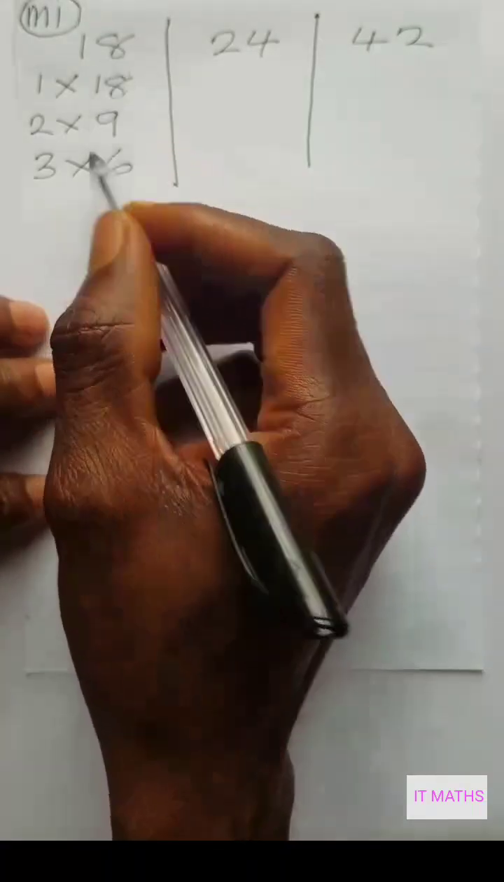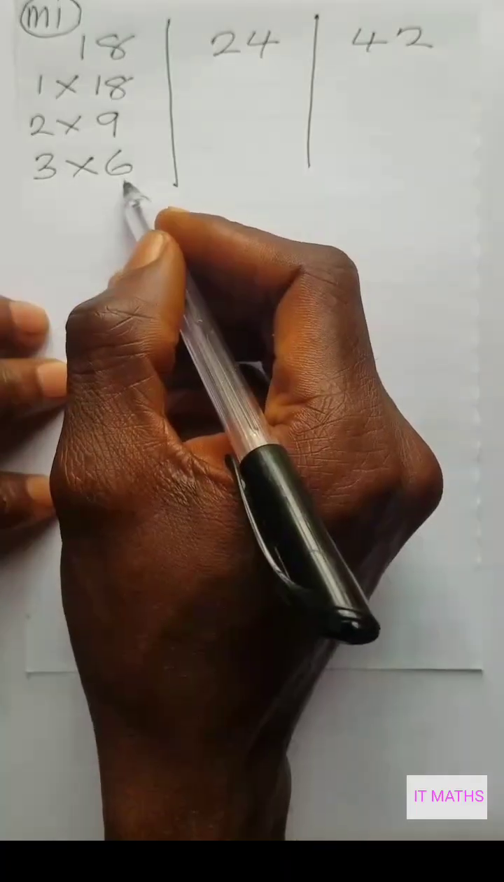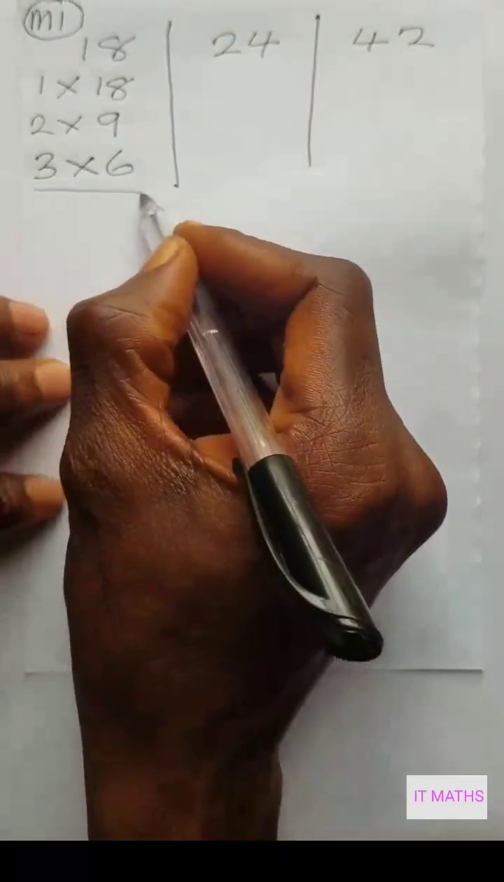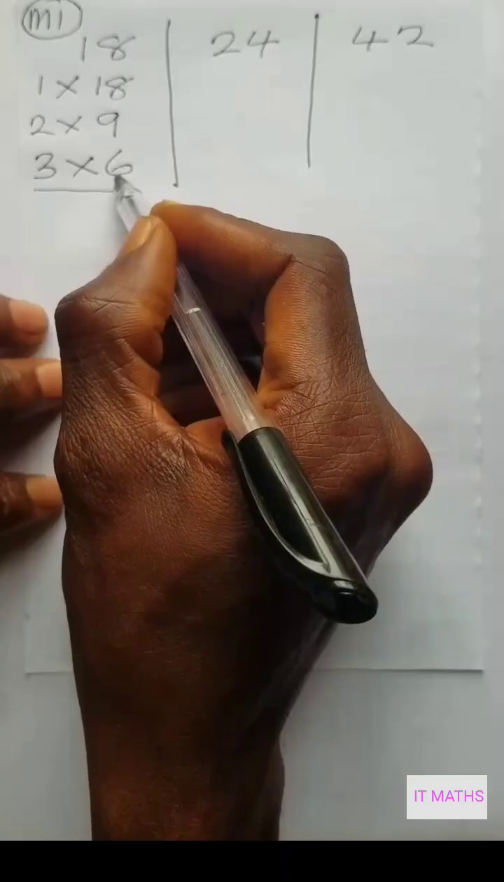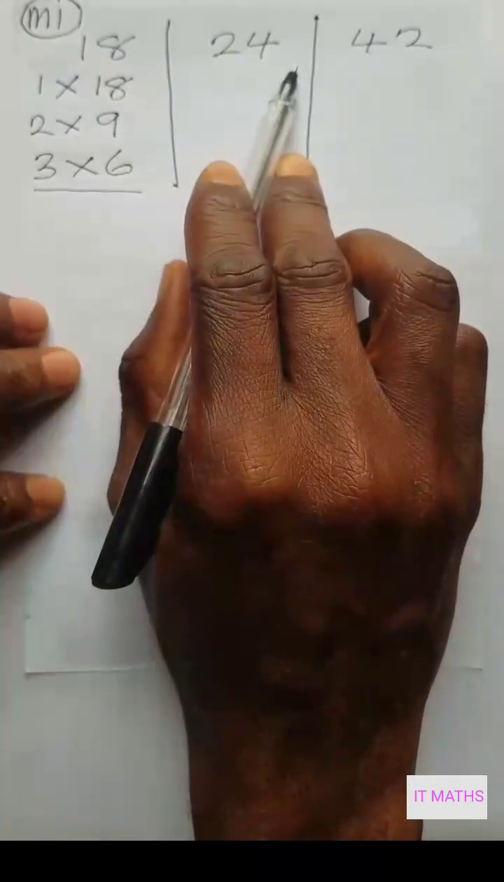5 times nothing gives 18. 6 times 3 gives 18. But we already have 3 times 6 here. So we've gotten to the end. Hit 6. So it means we've ended it. The next one is 24.